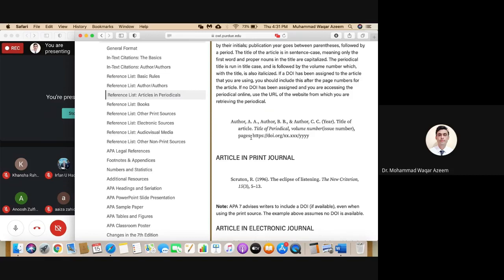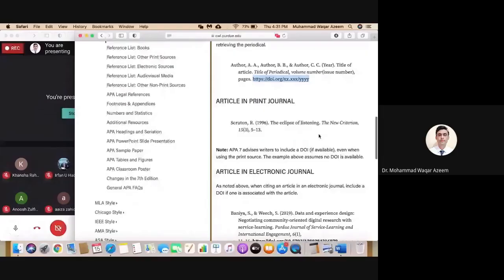If you have a stable ID of that particular research article, you can provide that. So if it is an article in a print journal, this is the real life example of the citation of a research article. So please look at it.